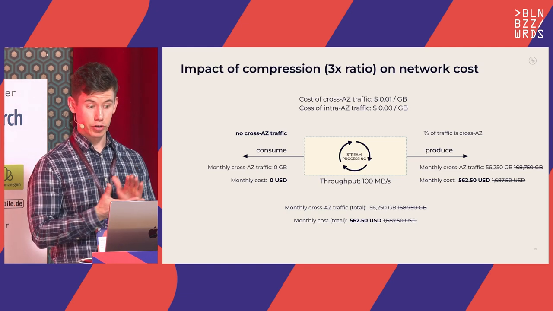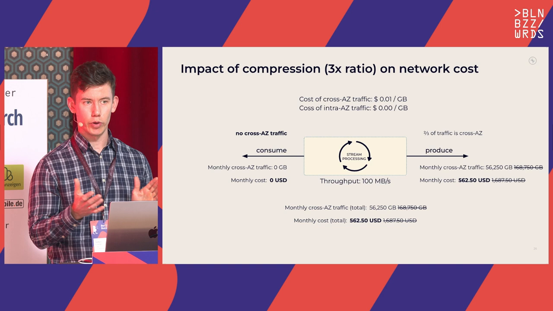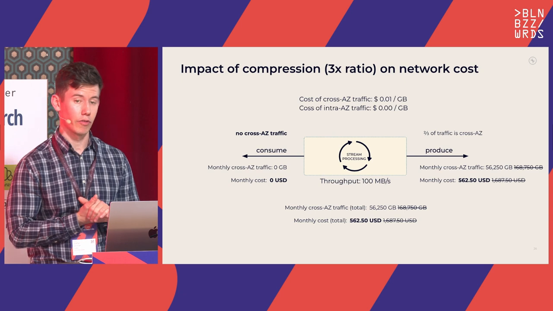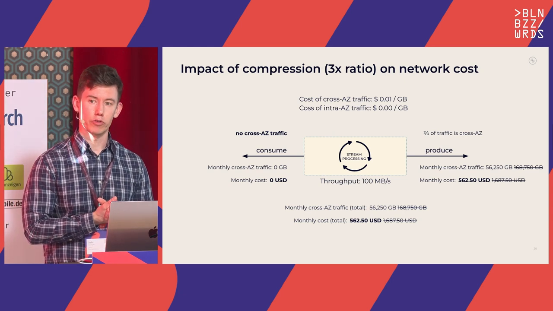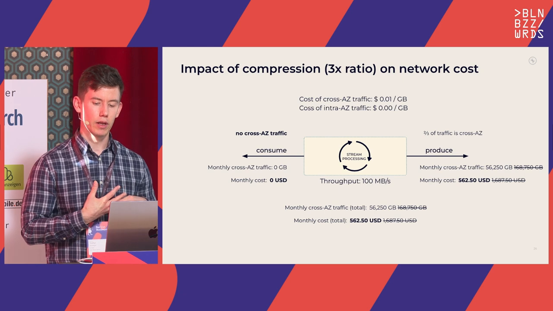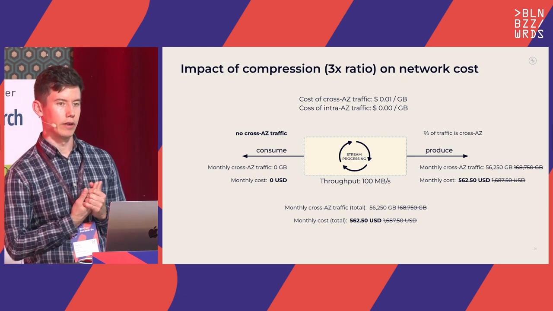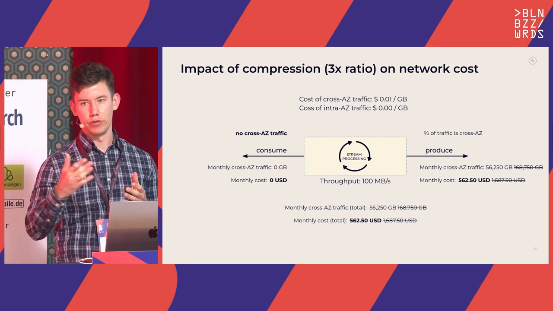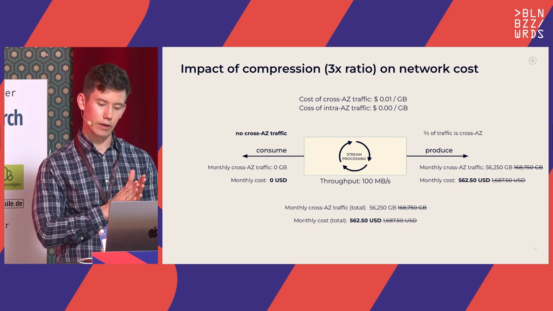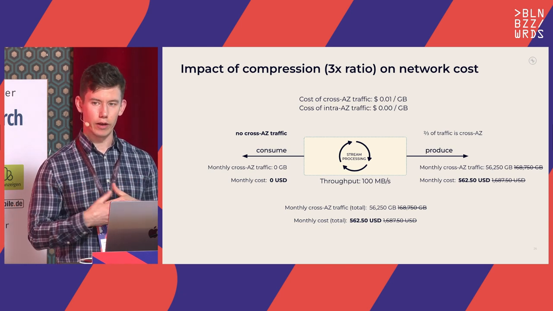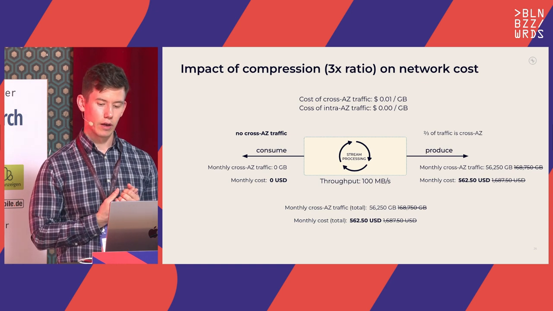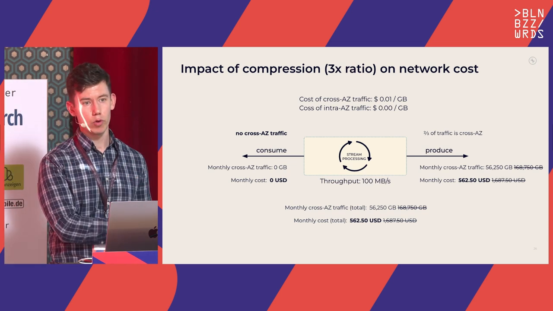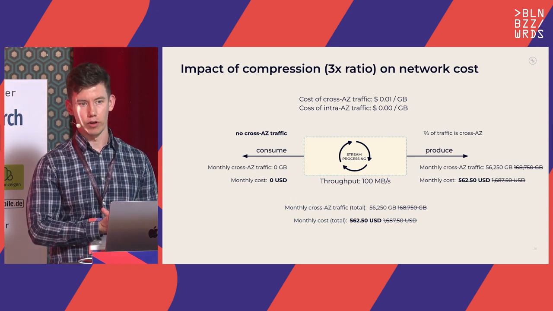Let's take a look at the potential impact of compression, assuming that we can compress data by a factor of 3 on network cost. We already saved on the consumer side by applying follower fetching. So let's take a look at only the producer side, in which case we are able to shrink the traffic to a third of the original traffic. By combining compression with follower fetching, we're able to save a lot of network cost.